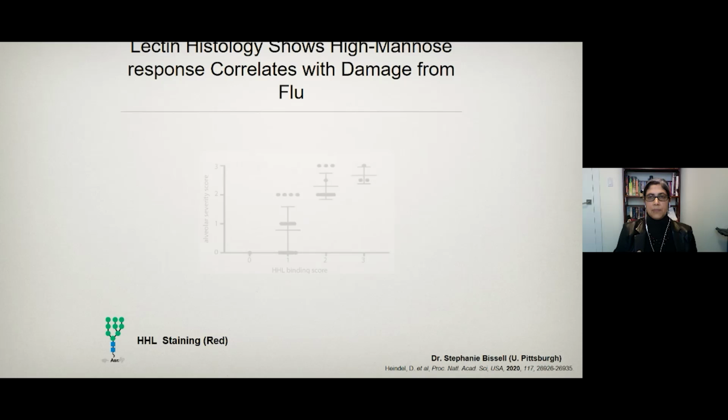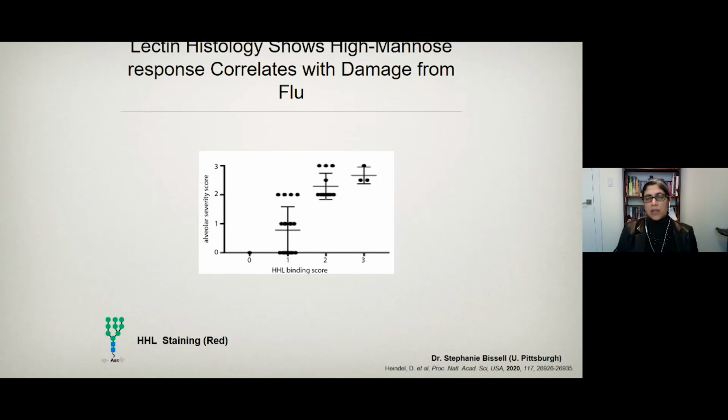Next slide, please. And this actually directly correlates with the alveolar severity score. The lower levels of HHL binding correlate with a lower level of severity, and the higher levels correlate with higher. This is nice because these are two different metrics of damage. In the earlier one, we used weight loss. Here, we're actually using a histological score, and we can see very clearly that high mannose is going with damage from the flu. Next slide, please.